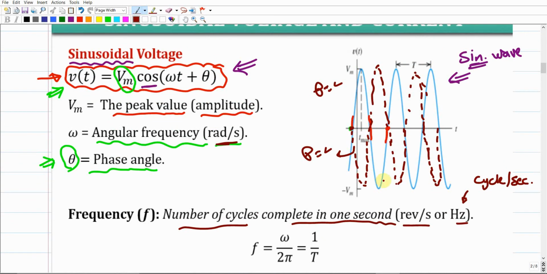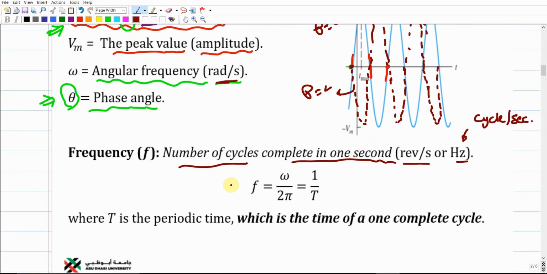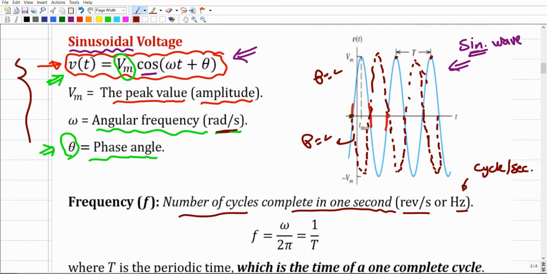How long this wave takes to finish one cycle is the periodic time, T, which is the time difference between these two peaks, or any two similar points on the same wave over two consecutive cycles of the wave. Make sense? I'm pretty sure that you had an idea about these things before in the physics class, but this is what we're going to depend on, or assume, through this chapter: that all the time the voltage source is going to be in the sinusoidal form.